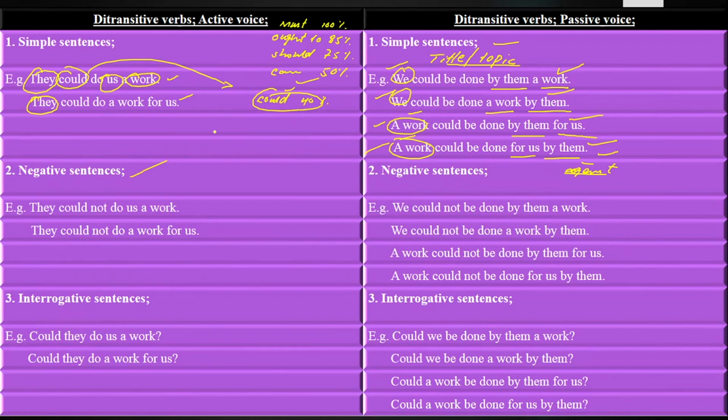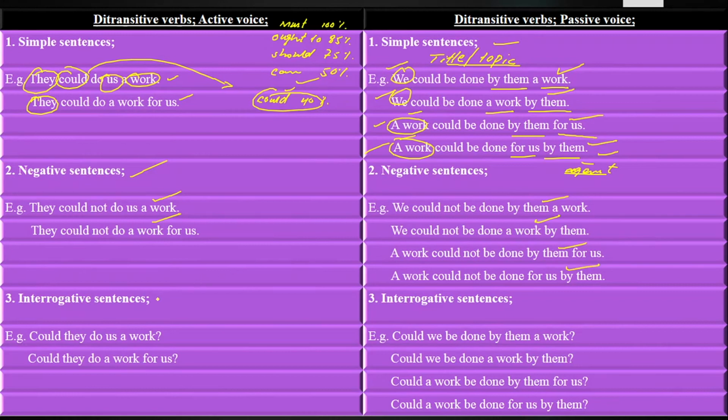Next we have got negative sentences. Those sentences in which we deny the statement, reject the statement and refuse the statement are called negative sentences. They could not do us a work. They could not do a work for us. We could not be done by them a work. We could not be done a work by them. A work could not be done by them for us. A work could not be done for us by them.